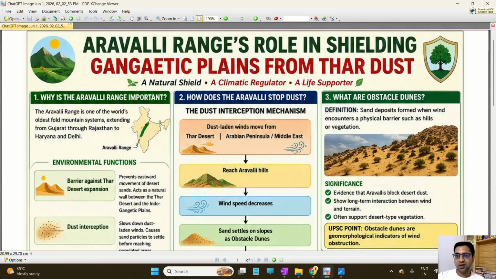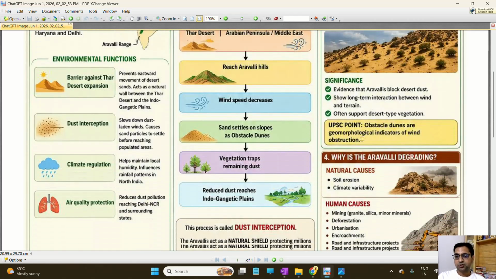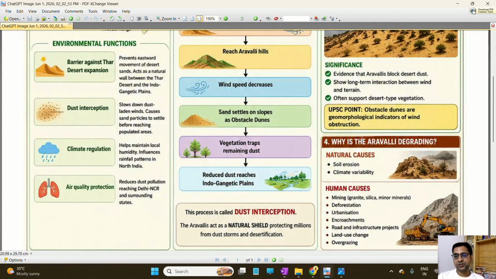Now we come to what obstacle dunes are. The definition states that they are sand deposits formed when the wind encounters a physical barrier such as a hill or vegetation. Here the Aravalli Range acts as a physical barrier. Whenever sand particles come with the wind towards the Aravalli Range, they settle there. That is called obstacle dunes. What is the significance? It is evident that the Aravalli blocks the desert dust. It slows down the interaction between wind and terrain. It often supports desert-type vegetation. From the UPSC point of view, obstacle dunes are a geomorphological indicator of wind obstruction.